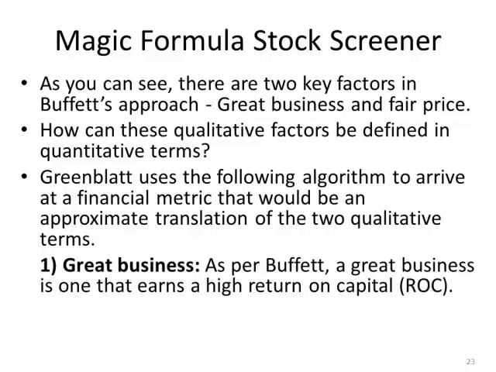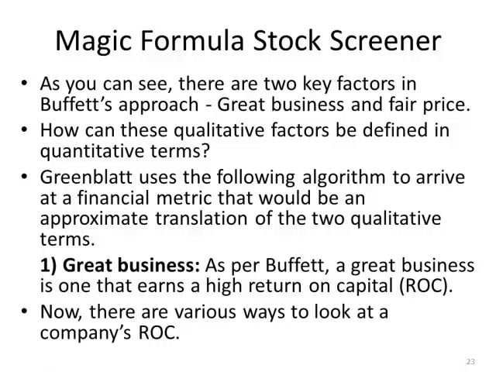The first is a great business, right? So as per Buffett, a great business is one that earns a high return on capital, right? So essentially we're saying we can call a company a great business if, given its amount of capital, it can generate a very high return. So this indicates that it's making very high profits, and perhaps the industry doesn't have the competition that's going to erode away its profits. And these are some of the things that allow it to earn a high return on capital.